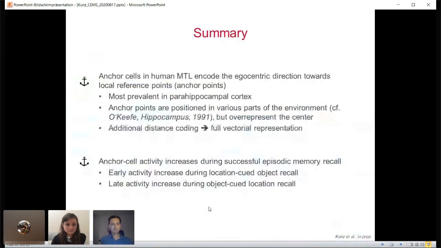To summarize, in this study, we described anchor cells in the human MTL that encode the egocentric direction towards local reference points, which are termed anchor points. Anchor cells were most prevalent in perihippocampal cortex, and anchor points were positioned in various parts of the environment with a slight overrepresentation of the center of the environment. Some anchor cells showed additionally distance coding, providing a full vectorial representation of space in egocentric coordinates. During episodic memory recall, we found that there was an early activity increase during location-cued object recall and a late activity increase during object-cued location recall.